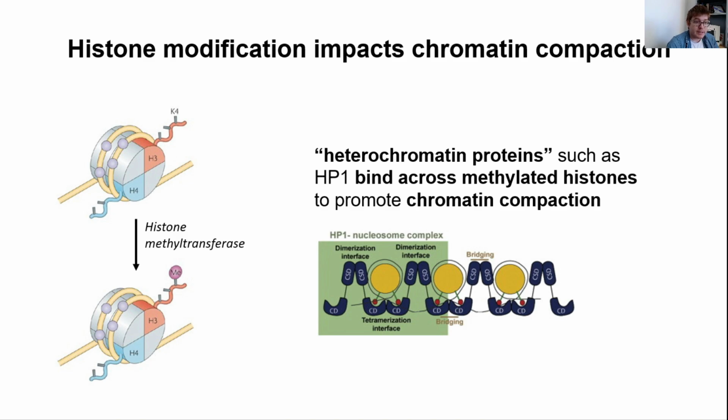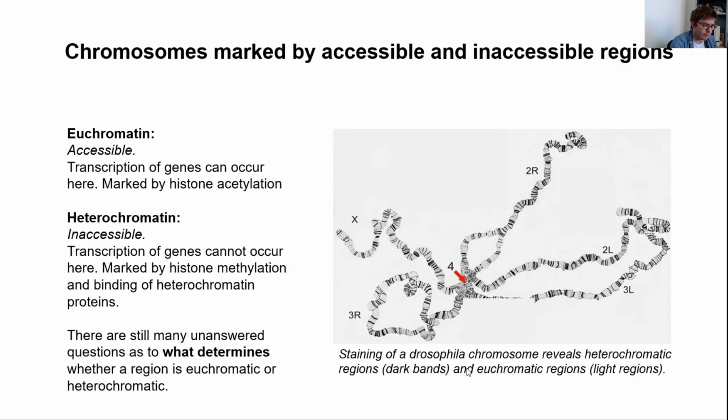And at the same time, the cell can overcompact other regions of the genome that it's not interested in transcribing using histone methylation. If a histone methyltransferase, for example, puts methyl groups on certain histone marks, then these methylation marks can be recognized by heterochromatin proteins, which bind across methylated histones to further compact the chromatin. So if you have histones here that each have these methyl marks, then these heterochromatin proteins will recognize those marks and further bundle and scrunch all of that chromatin down.